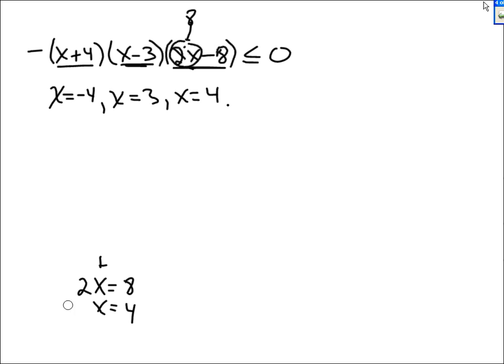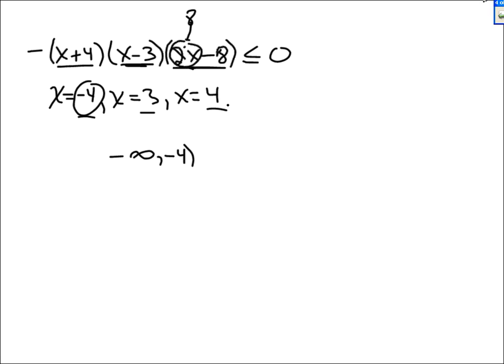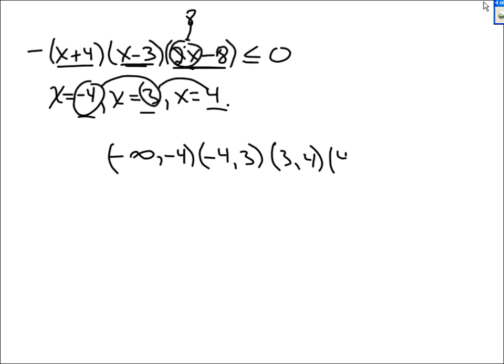And we put the three numbers in increasing order, and coincidentally, it is. So we make up our intervals from -infinity up to -4, and then from -4 to 3, and then from 3 to 4, and then from 4 to infinity.